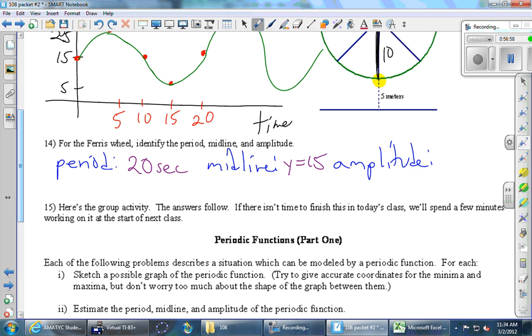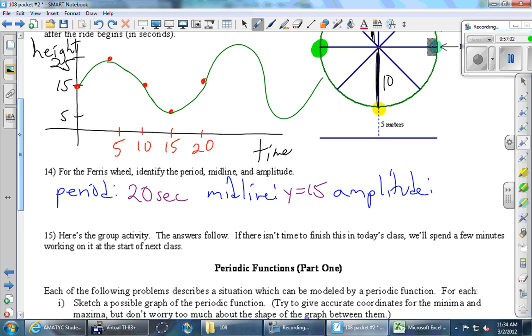And then the amplitude is how far from the middle to the top. How far is it from the middle to the top? 10. Or how far from the middle to the bottom? 10. It doesn't matter which way you go, amplitude is 10. Any questions on those words?